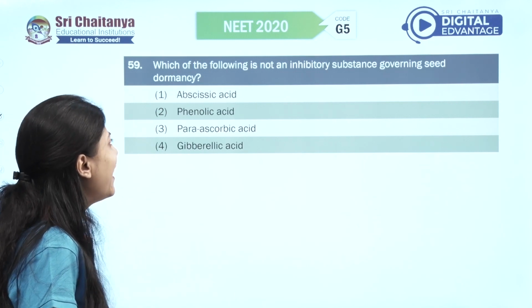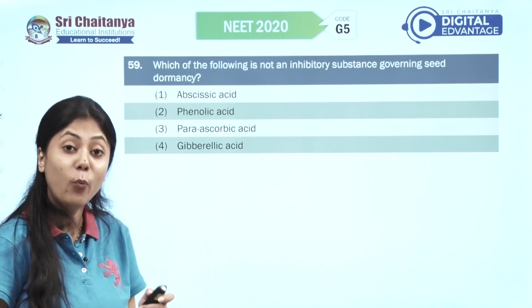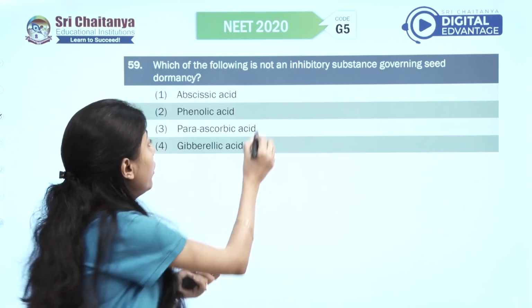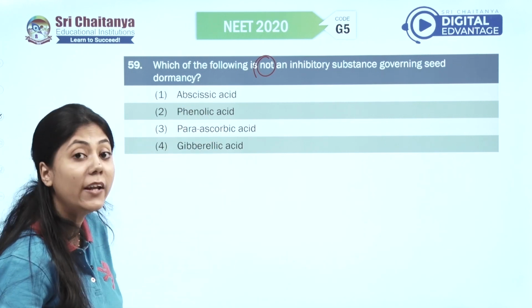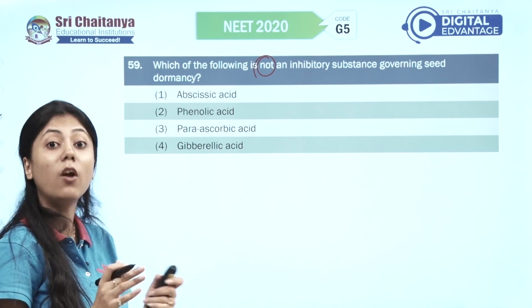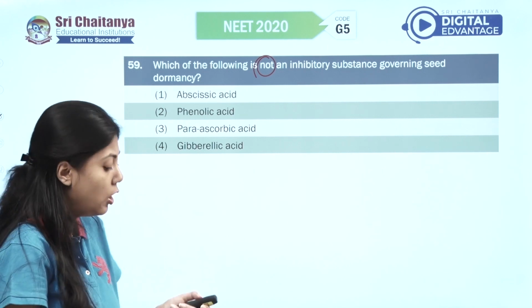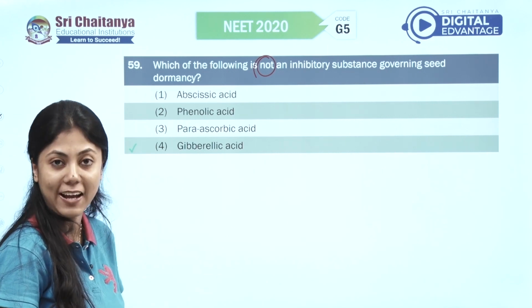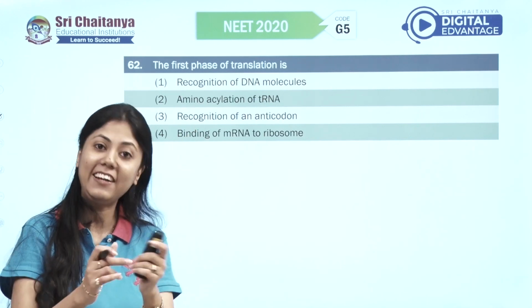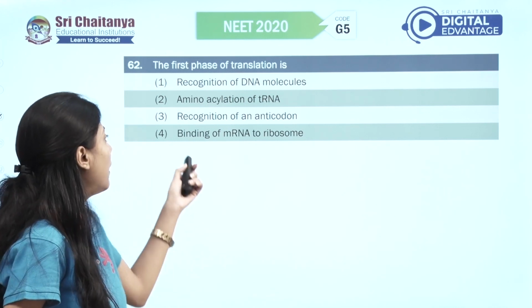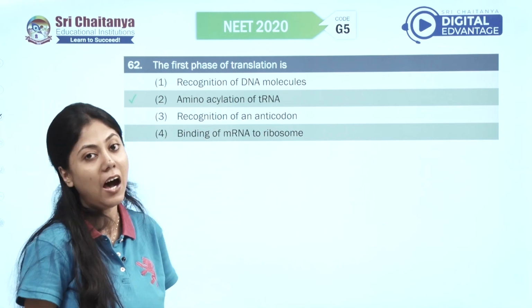Which of the following is not an inhibitory substance governing seed dormancy? Which is not inhibitory? Again, the keyword here is not. So see, abscisic acid, phenolic acid, para-ascorbic acid, all of these are inhibitors, but you know that gibberellic acid promotes seed germination. So your answer will be gibberellic acid. Moving ahead to the next question. The first phase of translation is, again, directly taken from the NCERT. The answer is what? Amino acylation of tRNA, right?